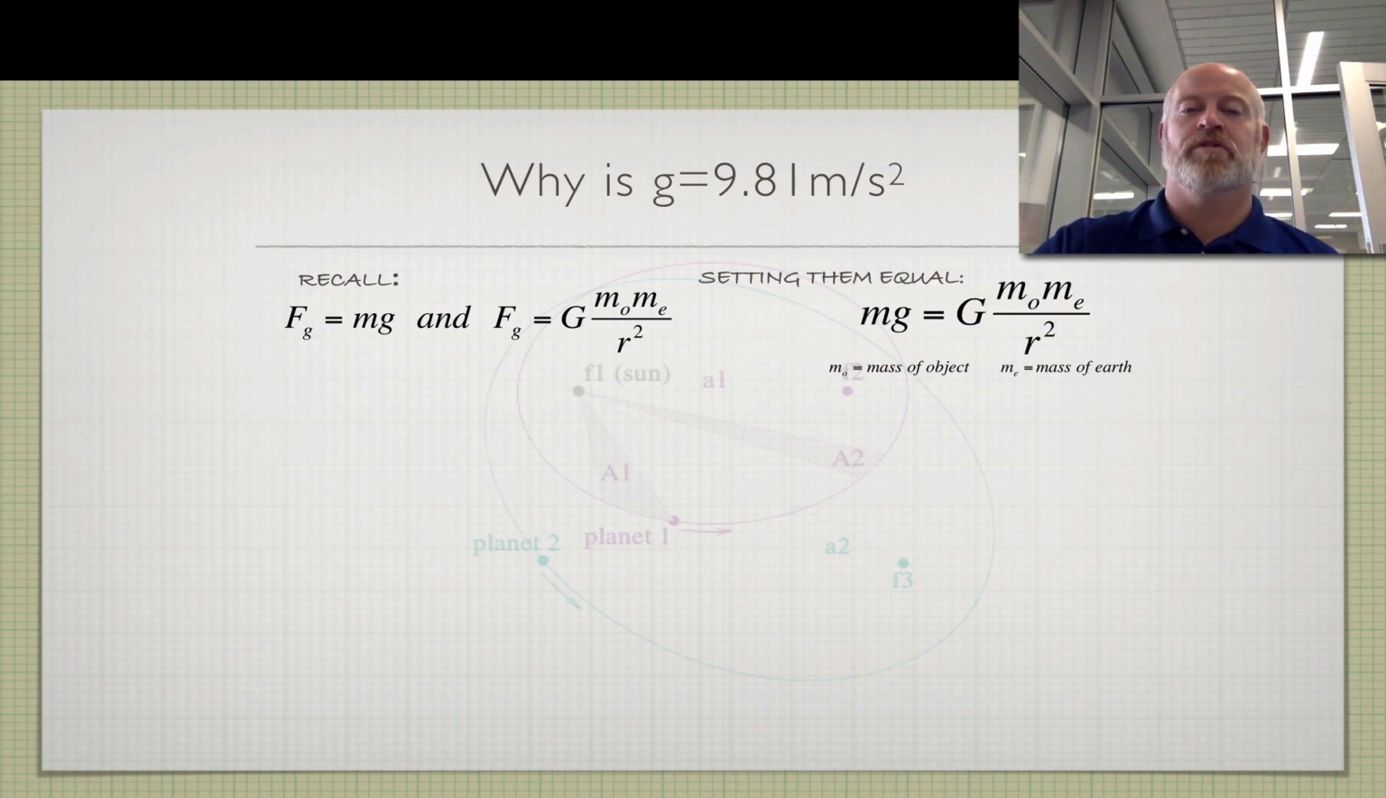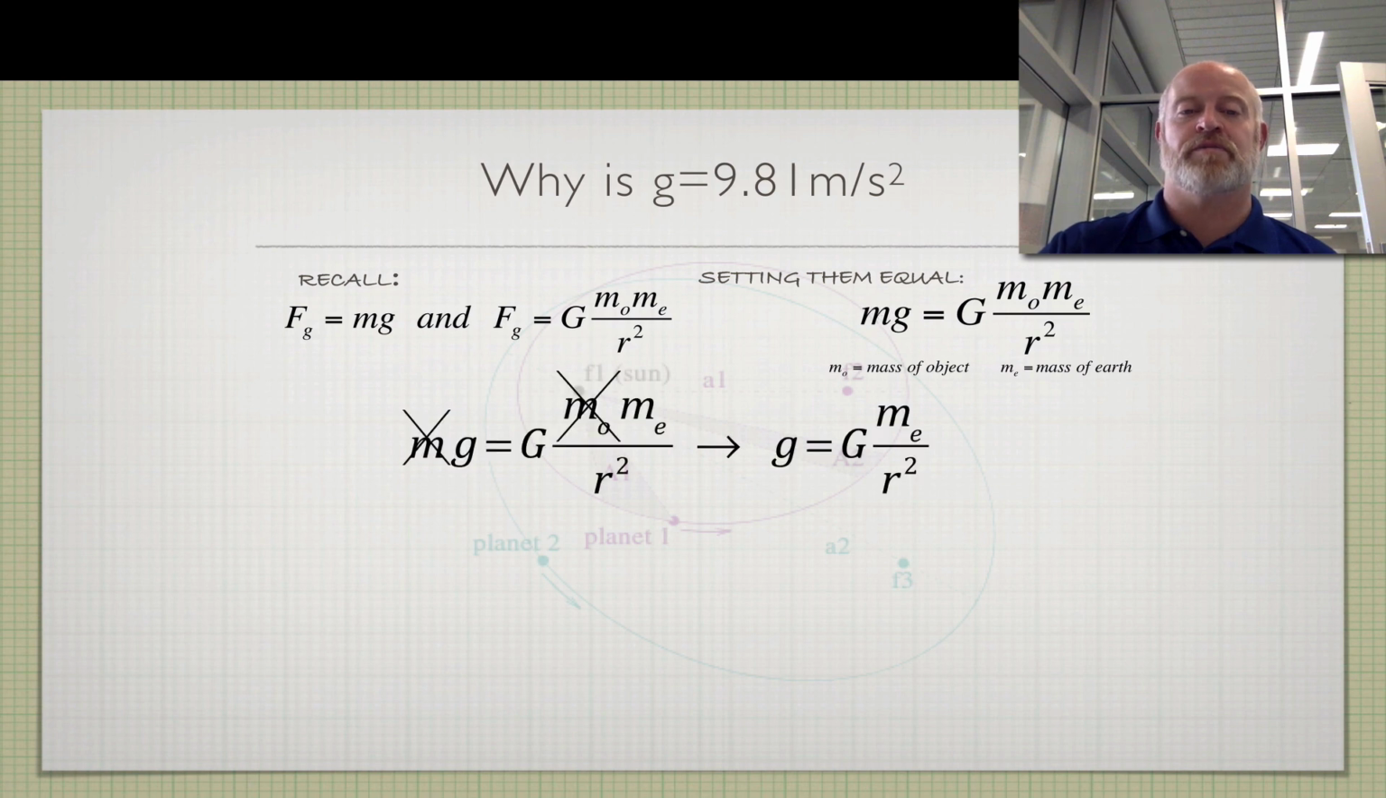So now what we're going to do is set this equal to this. We can say that the mass of the object times acceleration equals the universal law of gravitation: G times mass of object times mass of Earth, divided by radius squared. But if you notice, the mass of the object is here, and the mass of the object is here also. So we have it in two different places.